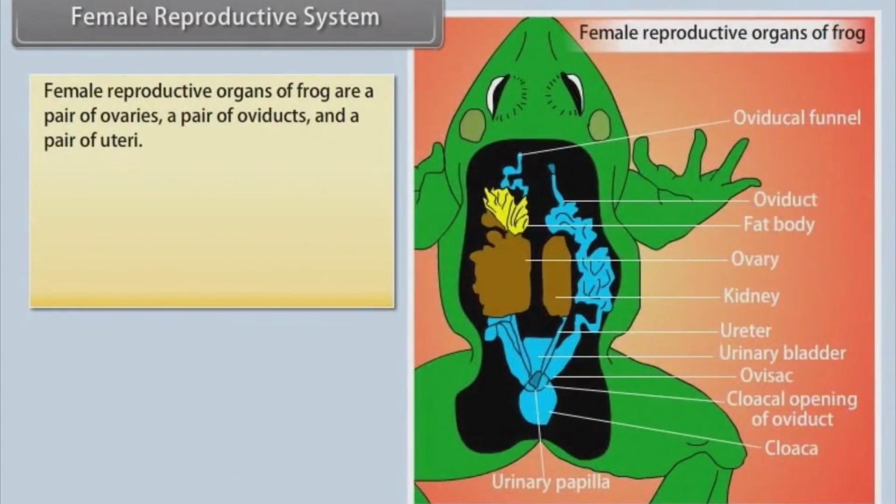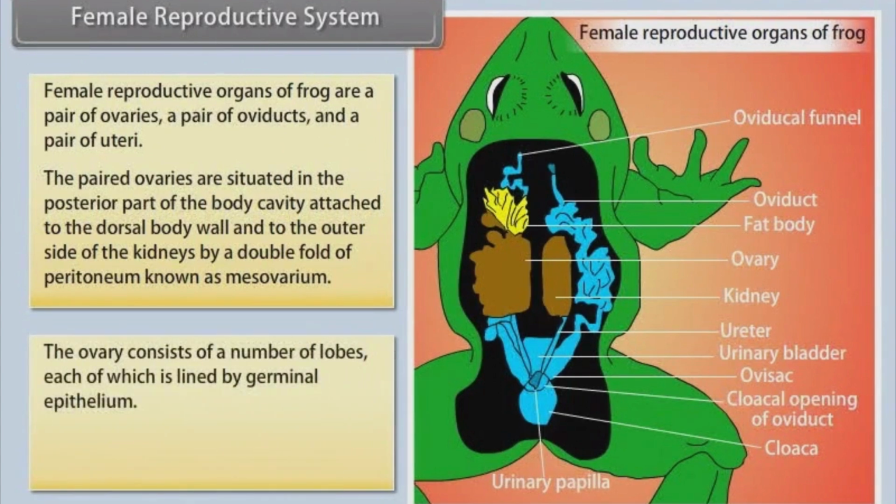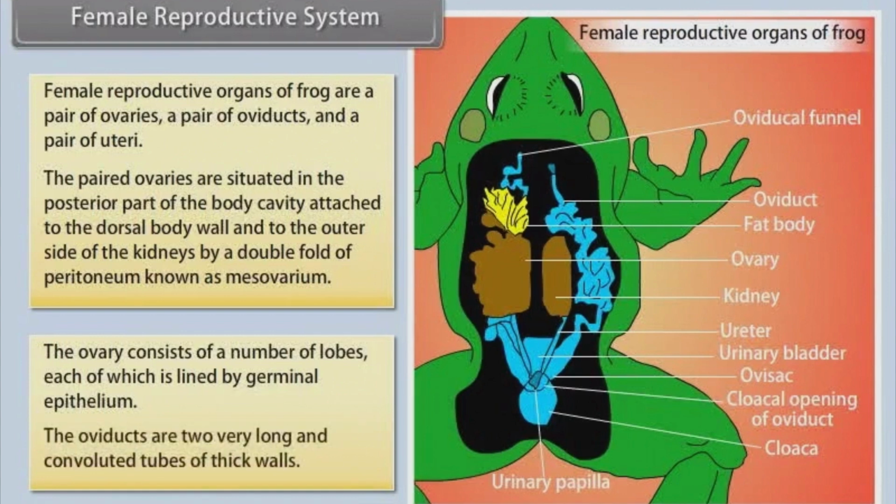Female reproductive system. The female reproductive organs of frog are a pair of ovaries, a pair of oviducts, and a pair of uteri. The paired ovaries are situated in the posterior part of the body cavity, attached to the dorsal body wall and to the outer side of the kidneys by a double fold of peritoneum known as mesovarium. The ovary consists of a number of lobes, each of which is lined by germinal epithelium. The oviducts are two very long and convoluted tubes with thick walls.